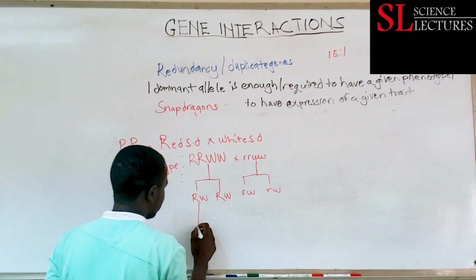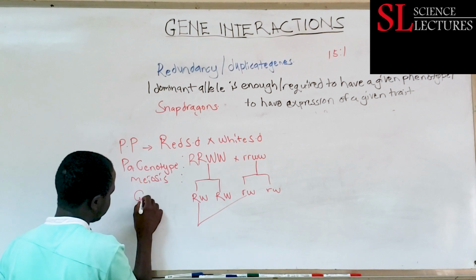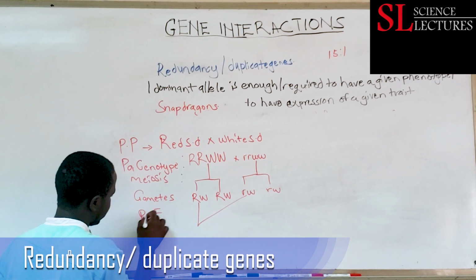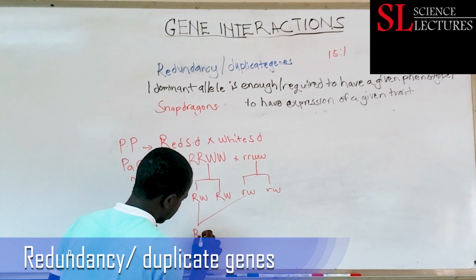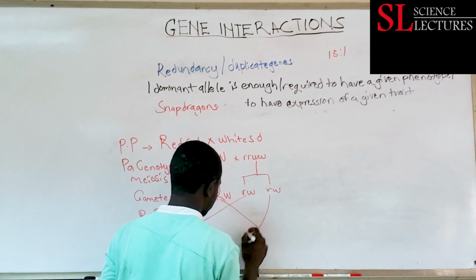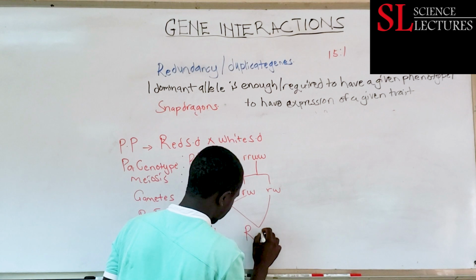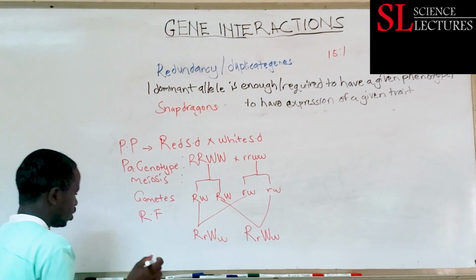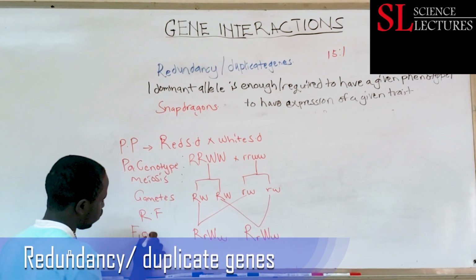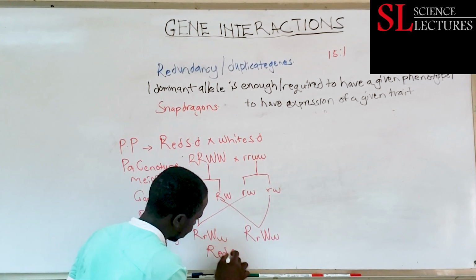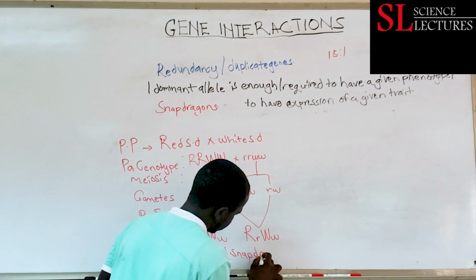These are our gametes, and they will undergo random fertilization, and I get capital R, capital W, small w. The same story here, capital R, capital W, small w. I won't complete them because they're all the same. And this is my F1 offspring, and so they were all red snapdragons.